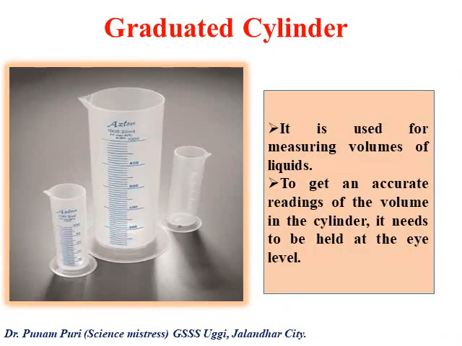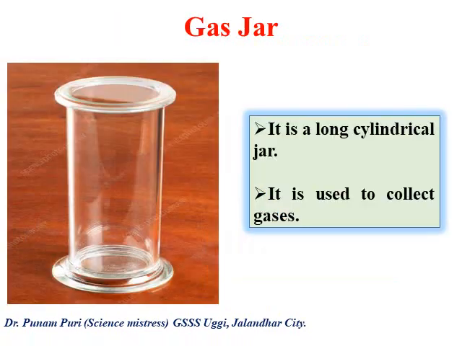Graduated cylinder. It is used for measuring volumes of liquids. To get accurate readings of the volume in the cylinder, it needs to be held at the eye level. Gas jar. It is a long cylindrical jar. It is used to collect gases.